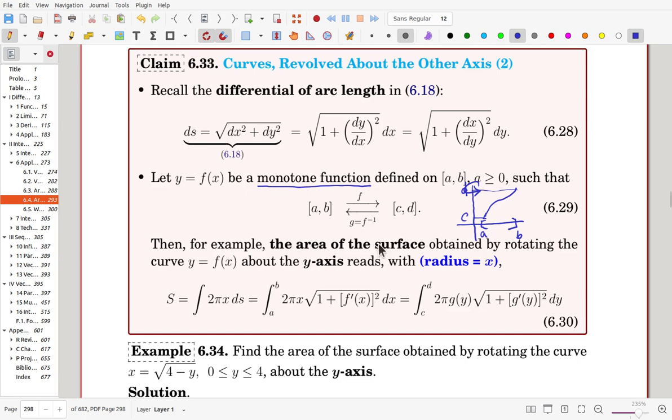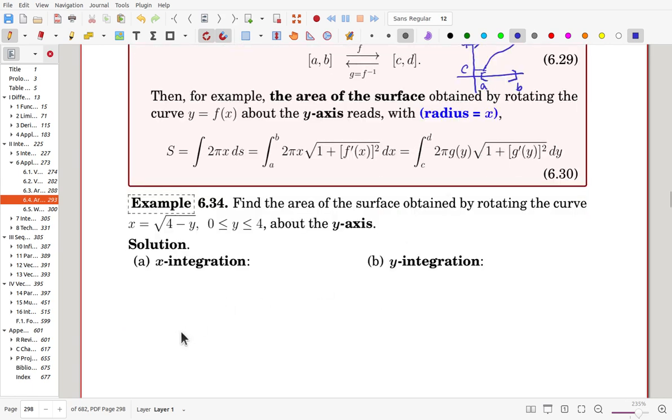It's a special case, but along this claim, you can understand the meaning of ds, and it can be used this way or that way. Once you are using this way, then in the integration the lower and upper bounds are for x, and for the other one you have to find the corresponding lower and upper bounds for y. Okay, let's see this example.